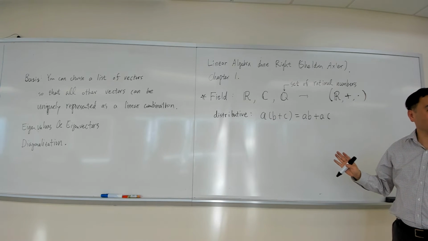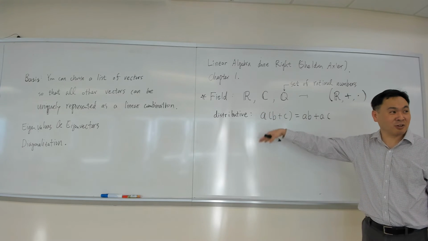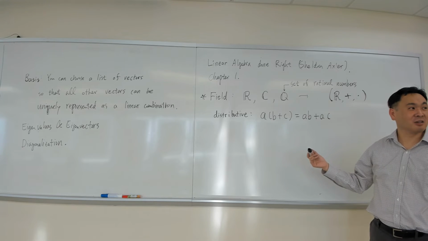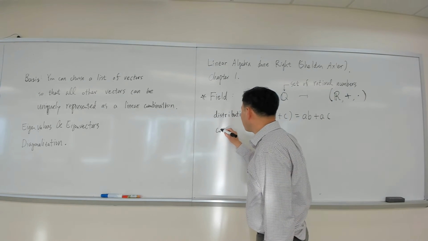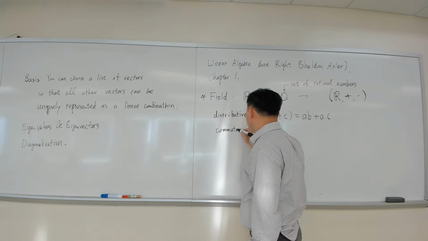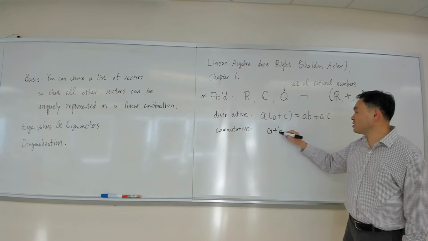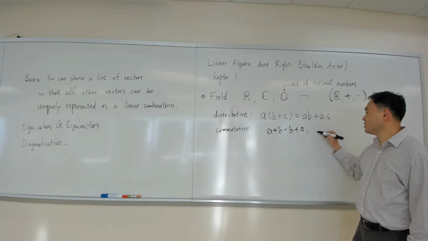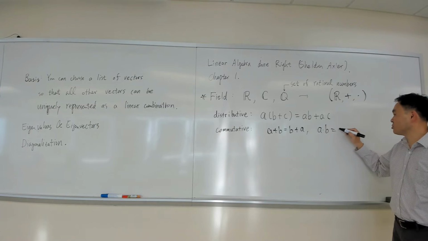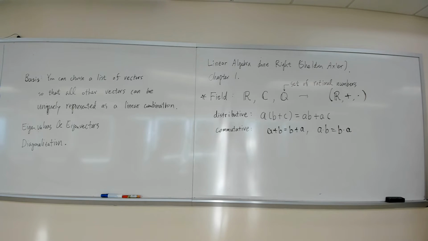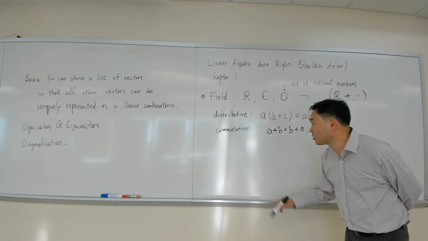Have you heard different words that are similar to this, in this area? What other words are there? Like commutative. Commutative, very good. So commutative, which is A + B equals B + A, and A times B equals B times A. Okay. What else? Associative, very good.